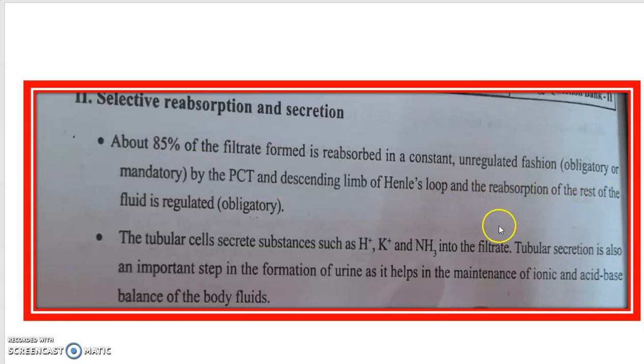The reabsorption of the rest of the fluid is regulated. That is not obligatory. This is obligatory. Next, tubular cells. This is one of the 2 marks questions. Tubular cells secrete substances such as H plus, K plus, and ammonia into the filtrate. Tubular secretion is also an important step in the formation of urine because it helps in maintenance of ionic and acid base balance of the body fluids.